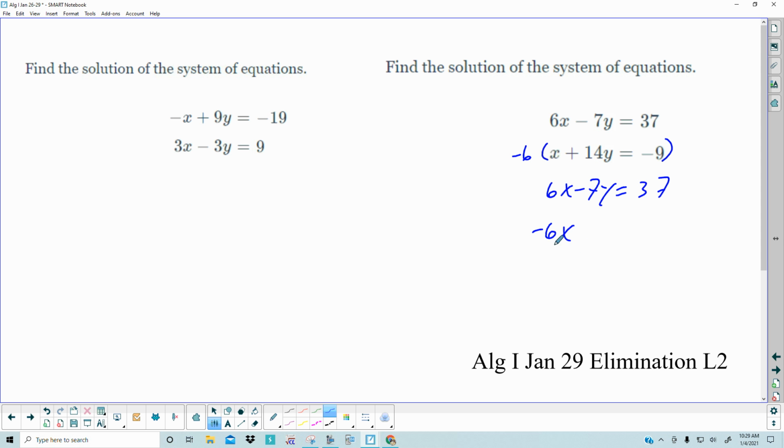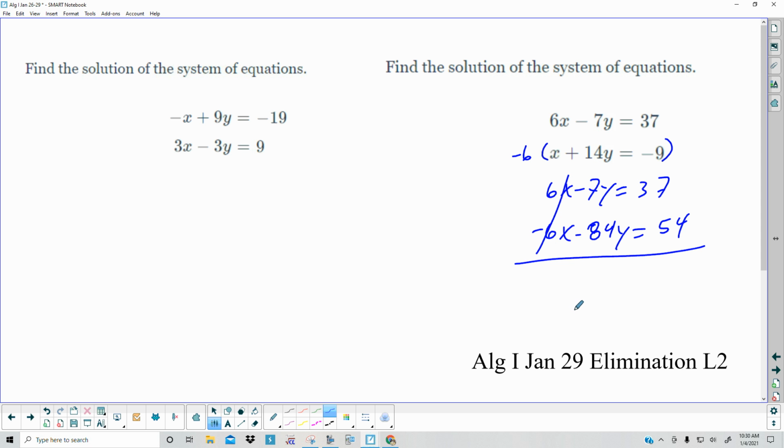Negative 6x, let's go with 14 times negative 6. And I get negative 84. Equals, and then, oh, I don't know where I got that from. Oh, that's the top. What am I thinking? Negative 6 times negative 9 is 54. Whew. That was painful. Sorry about that.